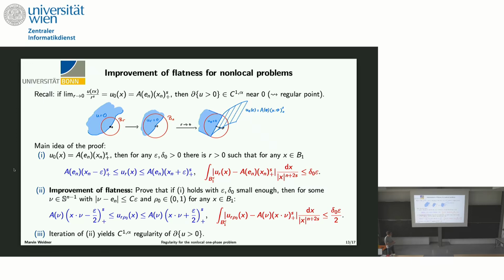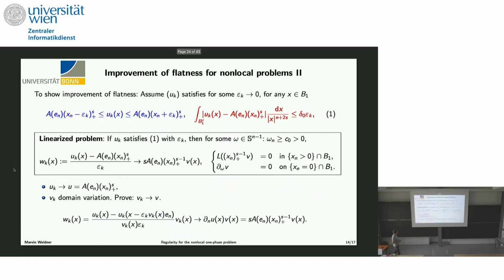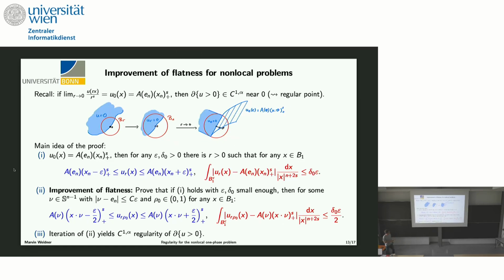Okay, so you need to take into account long-range interactions, but there's also another thing that I want to highlight, and this is what the linearized problem is. As most of you, I guess, know, the main idea to prove 2 is that you prove it by contradiction, right? So you assume that there's a sequence of errors epsilon k for which your sequence uk satisfies this flatness condition, and then you assume that this fails, and then you can get a contradiction.